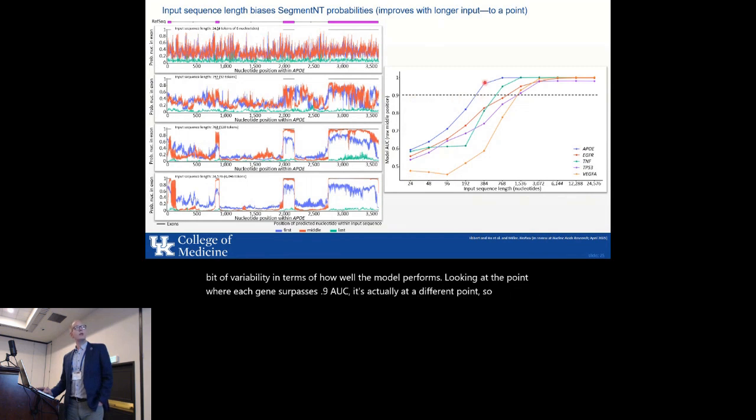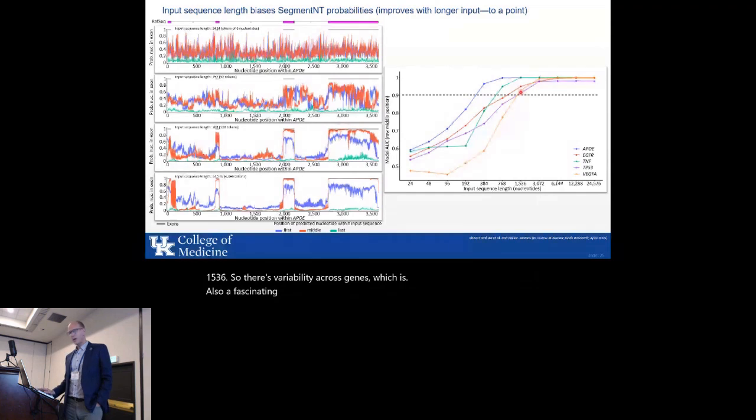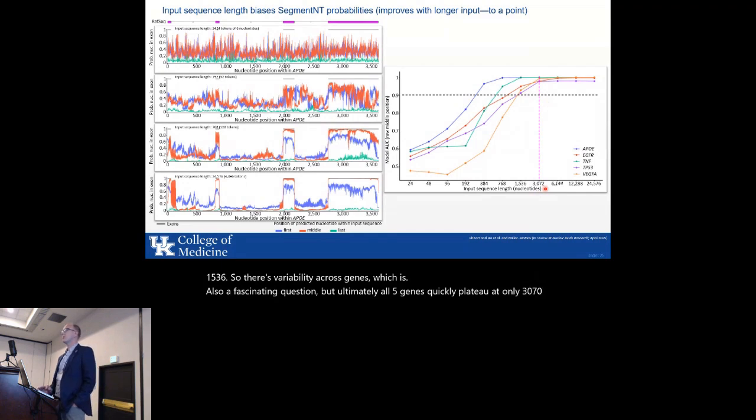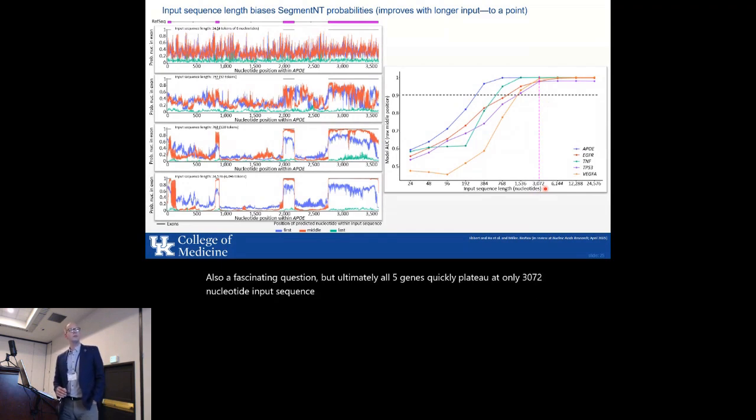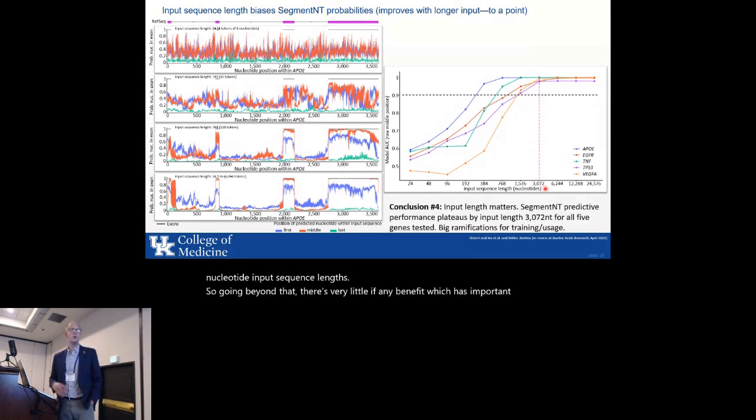So for ApoE, you only needed 384 input sequence. For TNF, it was 768, and for the other 3, 1536. So there's variability across genes, which is also a fascinating question. But ultimately, all 5 genes quickly plateau at only 3,072 nucleotide input sequence lengths. And so going beyond that, there's very little, if any, benefit, which has important implications for both training and usage.